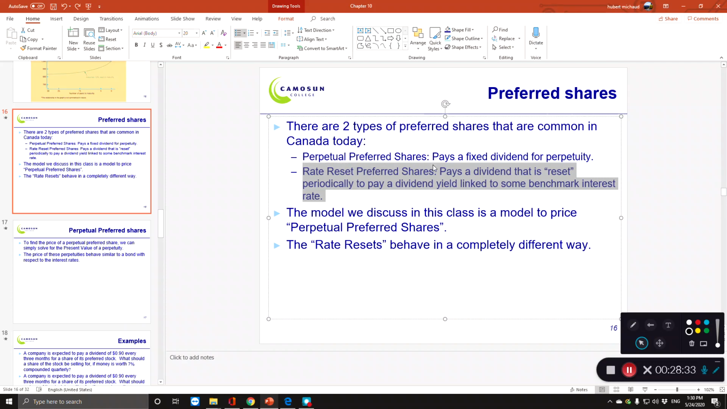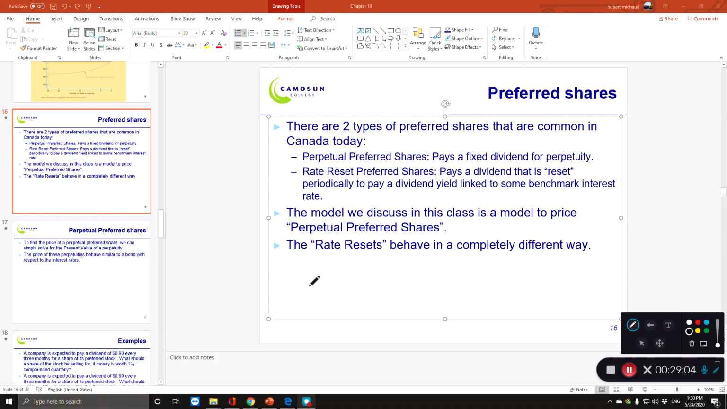Perpetuals are pretty straightforward. As I say, they pay a fixed amount every quarter forever. Okay, rate resets are a little bit different. They're going to have their interest rate be tied to a benchmark interest rate. Okay, so for example, the Government of Canada 5-year bond. Okay, so the rate resets, when you read the prospectus, which I've made my students read in the past, and everyone's like, this is boring, I don't want to read that. I'm sorry, this is finance, right? Like the prospectus is a big part of what these shares are.